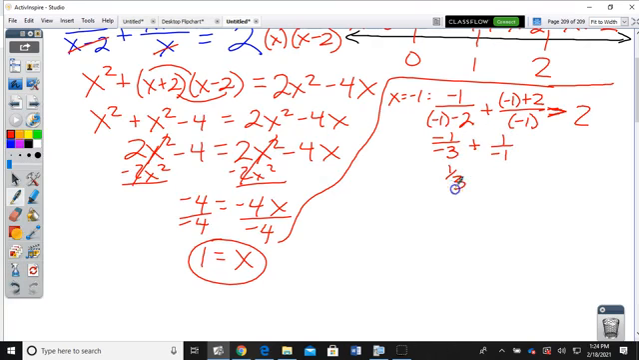Basically we're doing 1/3 minus 1. Would that be greater than 2? The answer is no, it would not be.